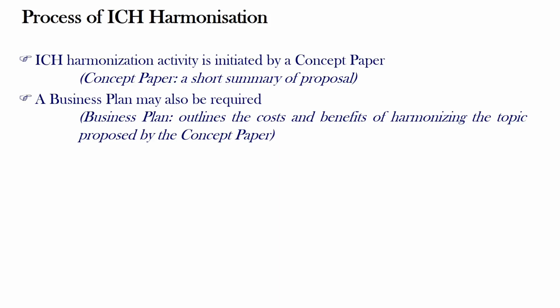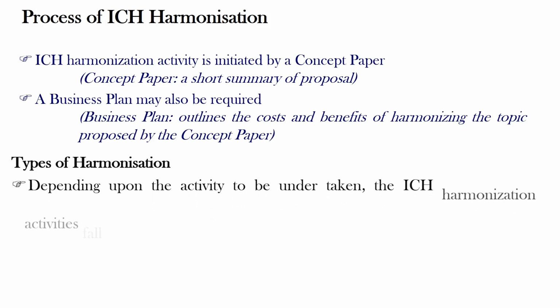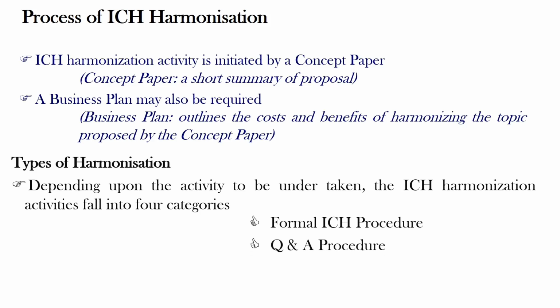Now, coming to the types of harmonization in ICH. Depending upon the activities to be undertaken, the ICH harmonization activities falls under four categories. These are formal ICH procedure, question and answer procedure, revision procedure, and maintenance procedure. Here we will begin with formal ICH procedure.